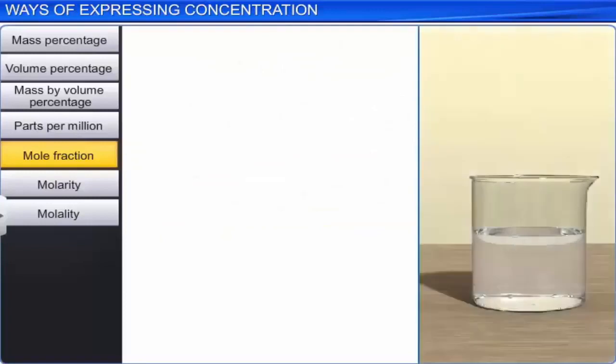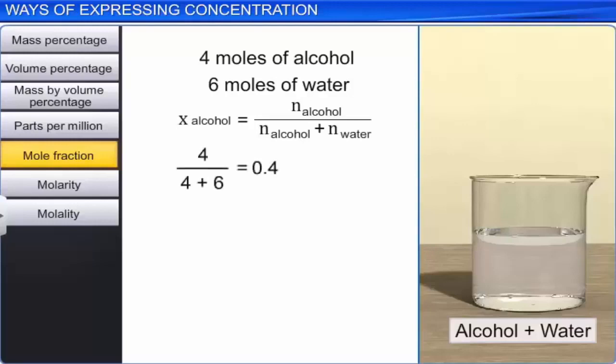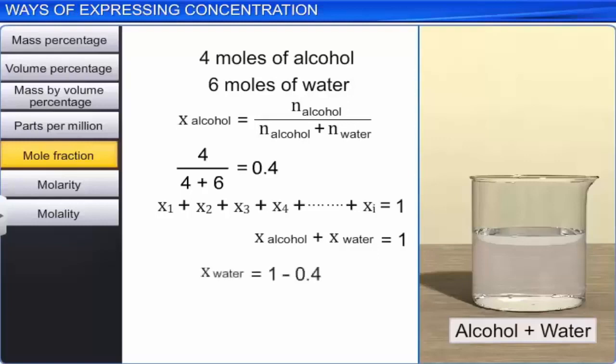For example, if a solution contains 4 moles of alcohol and 6 moles of water, then the mole fraction of alcohol can be calculated by substituting the number of moles of alcohol and the number of moles of water in the formula. Thus, mole fraction of alcohol equals 4 divided by 4 plus 6, which is equal to 0.4. As the sum of the mole fractions of all the components of a solution is always equal to 1, the sum of the mole fraction of alcohol and the mole fraction of water is 1. Or, the mole fraction of water is 1 minus 0.4, or 0.6. Note here that mole fraction is a dimensionless quantity.